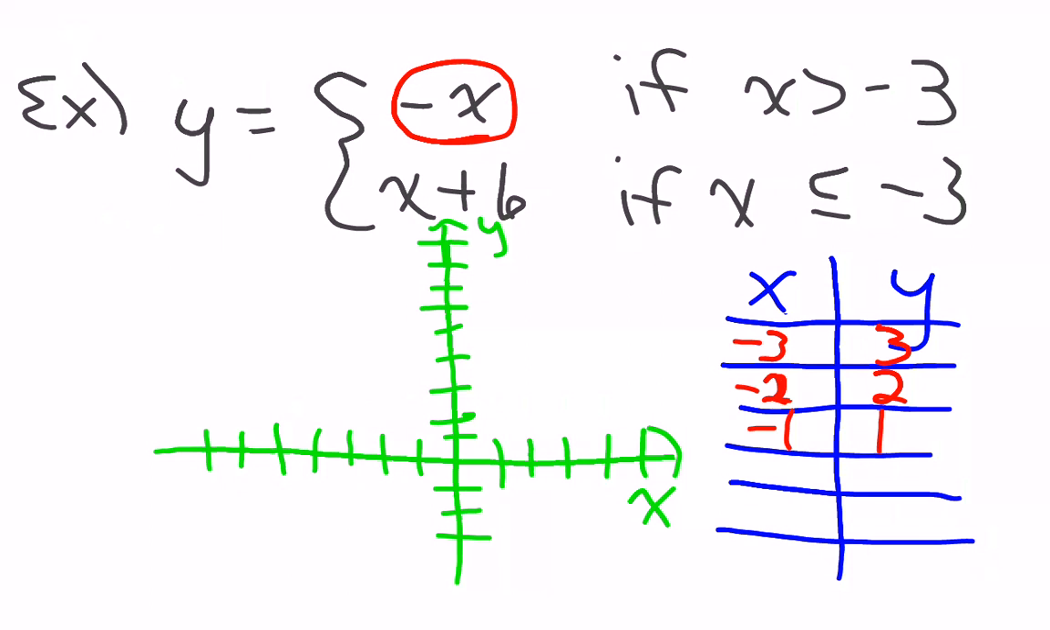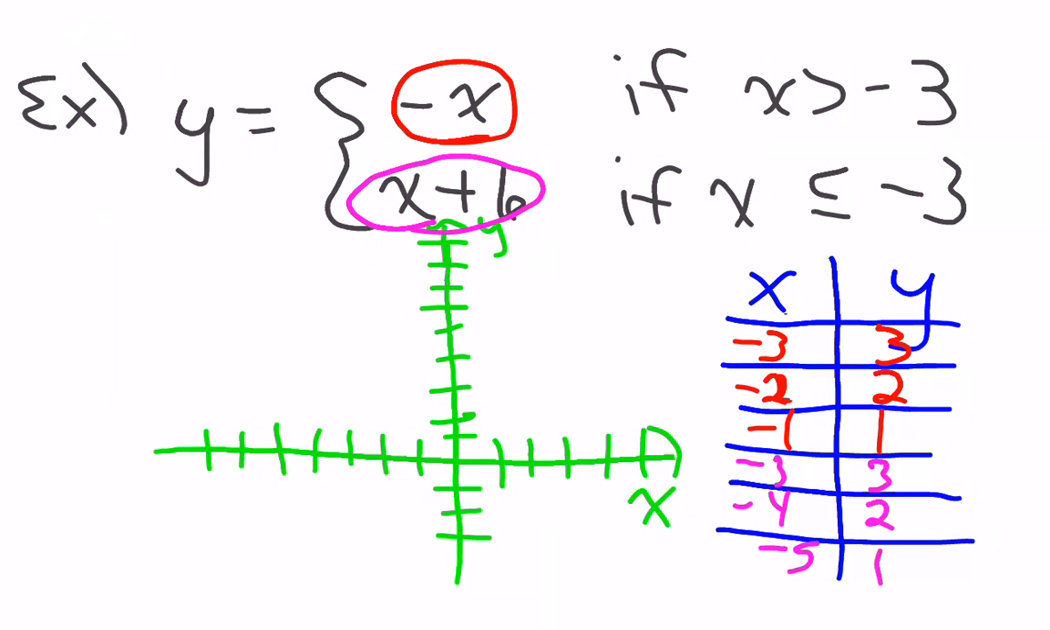Now let's take a look at the other one. This one says if it's less than or equal to negative 3. So we're going to have negative 3, but in this case, we're going to have numbers that are smaller. So negative 3, negative 4, and negative 5. And we're going to plug them into the other one where it's associated. So we have negative 3 plus 6 gives us 3. Negative 4 plus 6 gives us 2. Negative 5 plus 6 gives us 1.